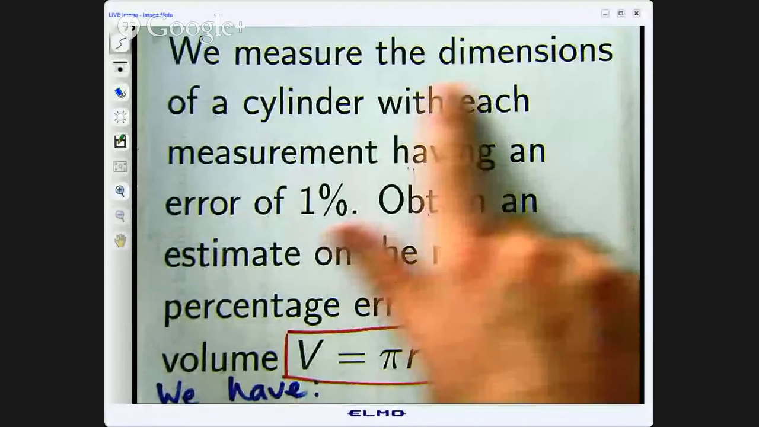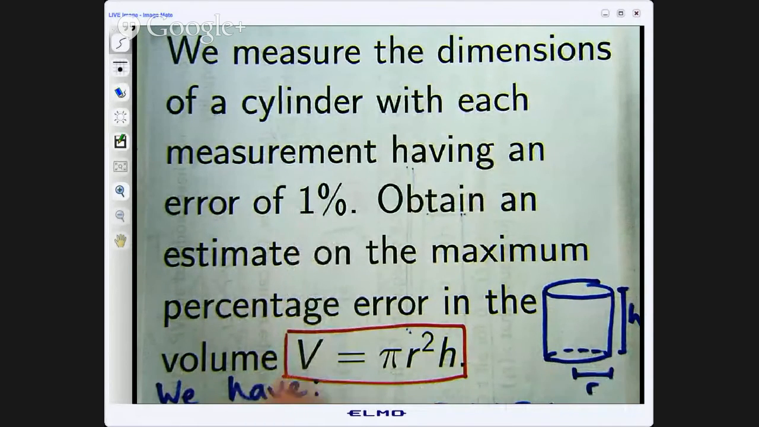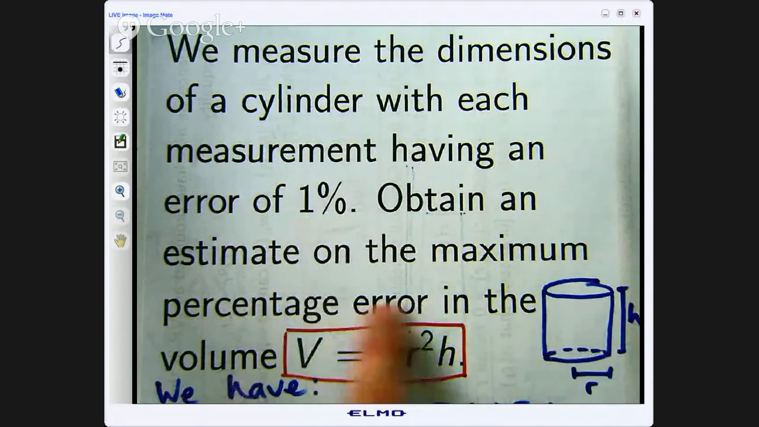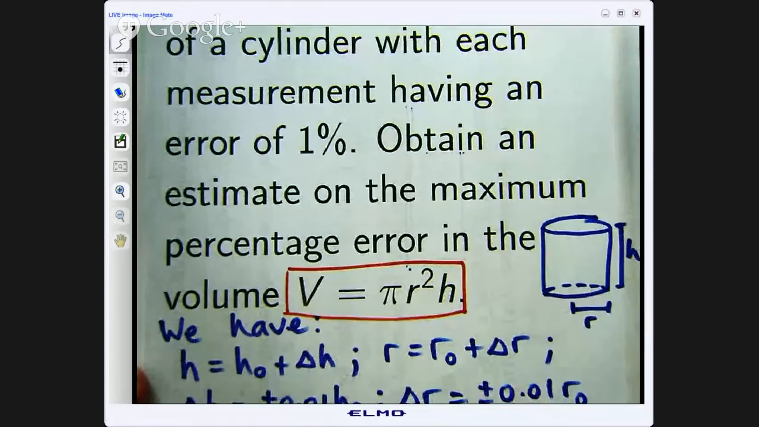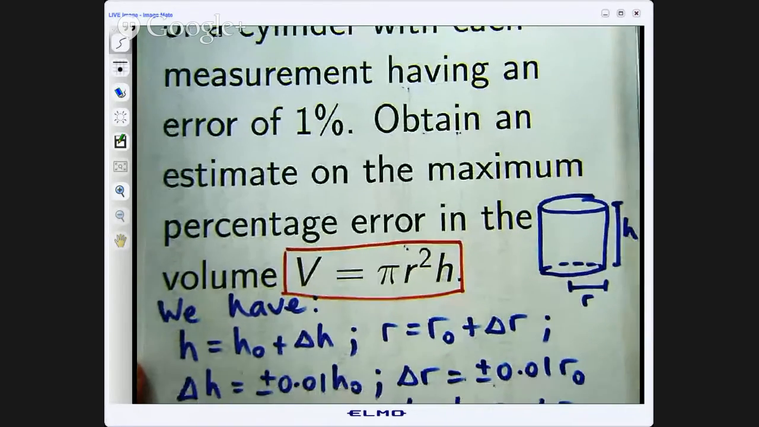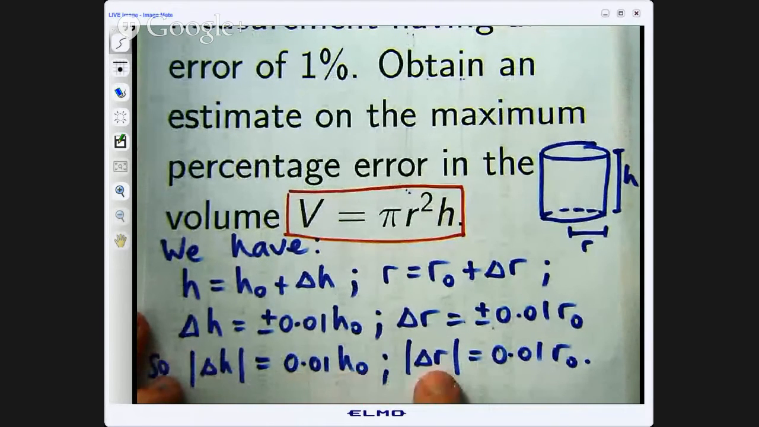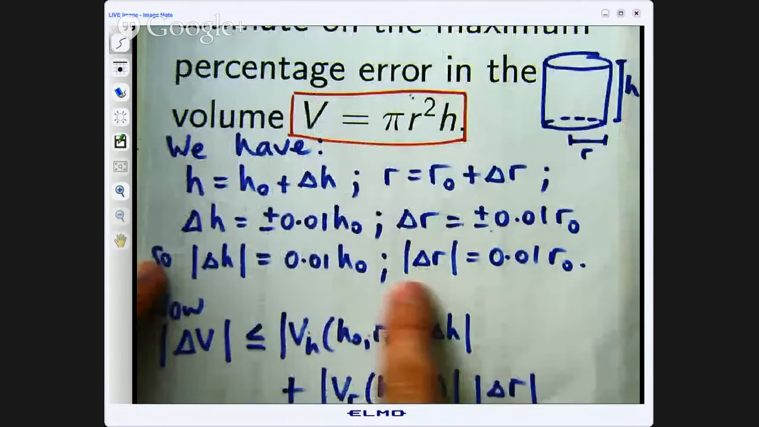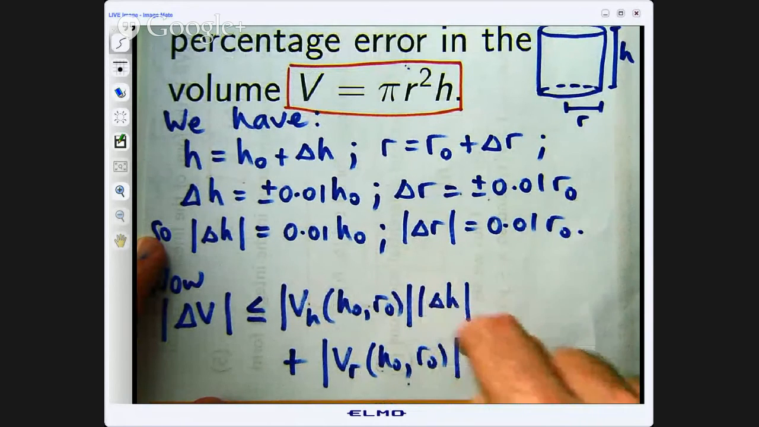We measured the dimensions of a cylinder, with each measurement having an error of 1%. Okay, we don't actually know what our measurements are, but we know that they have an error of 1%. Obtain an estimate on the maximum percentage error in the calculated volume. So we know that the absolute value of the error in the height measurement is 0.01 of our height measurement, and the same with the error in the radius measurement. Using this inequality here, which follows from a tangent plane approximation, we can compute this derivative. We have expressions for these things in terms of h naught and r naught.